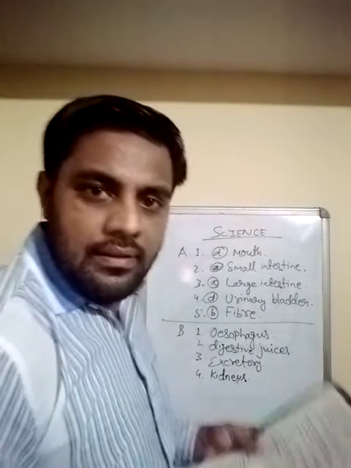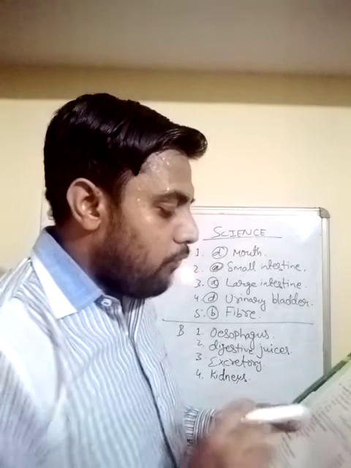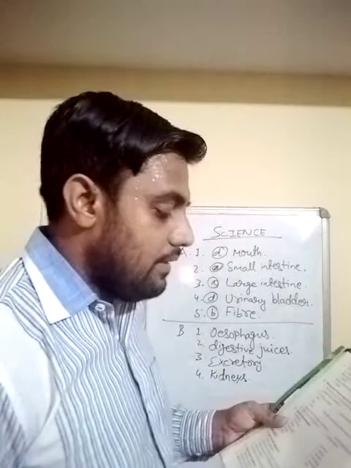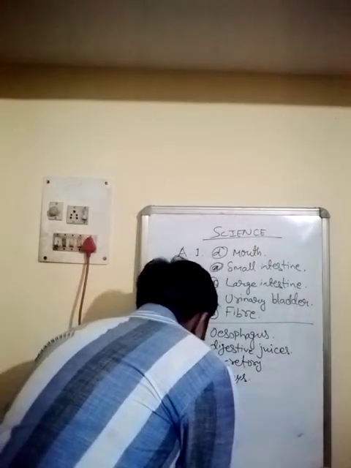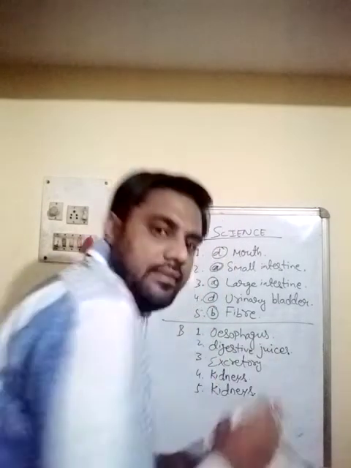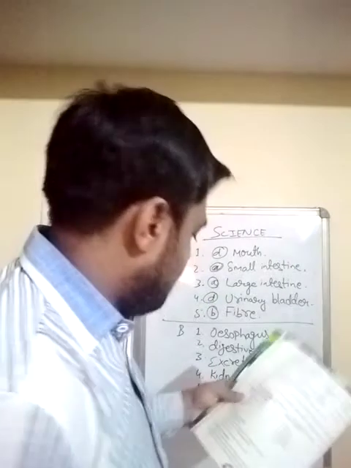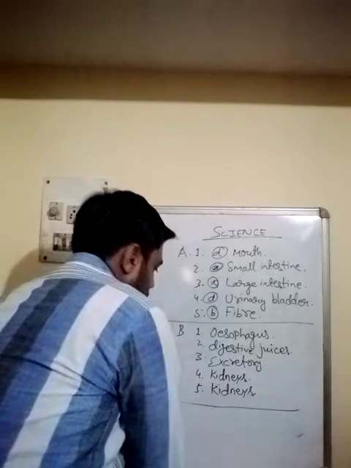Your answer is kidneys. And then comes number 5, urine is formed inside the dash. Your two options are kidneys, ureters. So urine is formed inside the kidneys. Kidneys. So this marks the end of your exercise B.